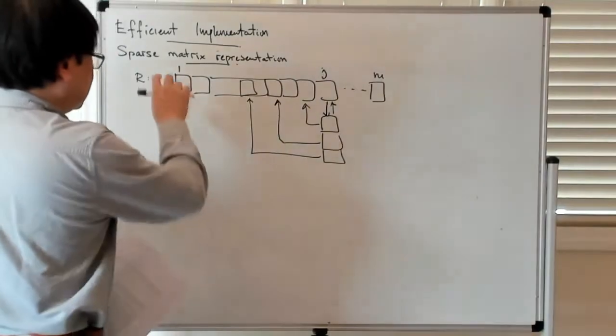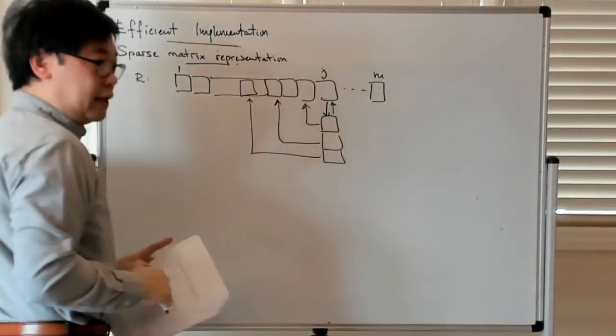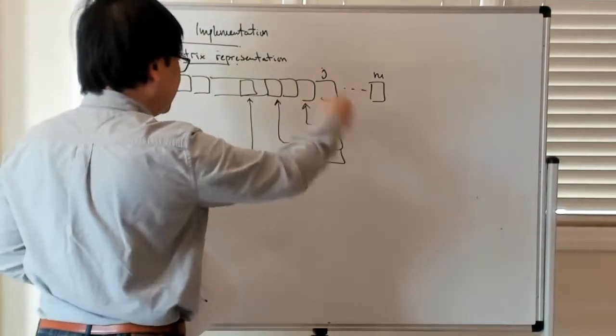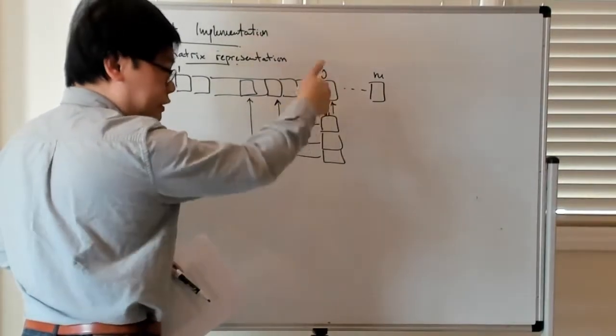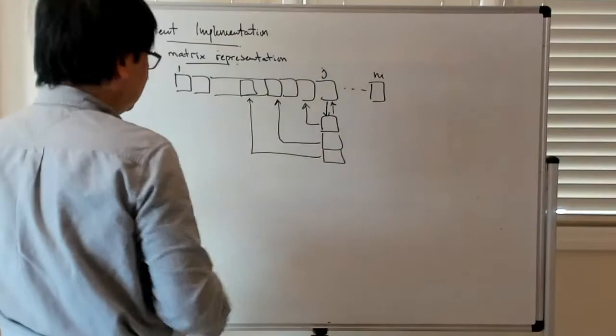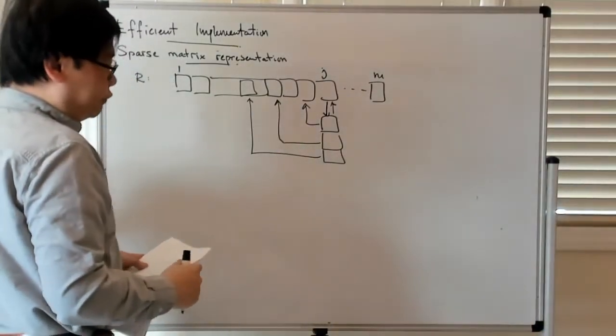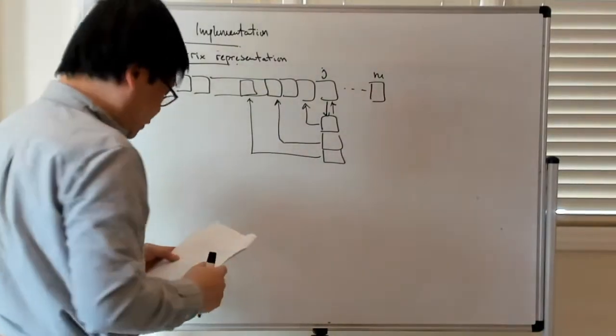So again, you have a linear array from 1 to m, with entries from 1 to m, and then for each of the entries, there's a linked list which contains a bunch of codimension 1 simplices. Okay.